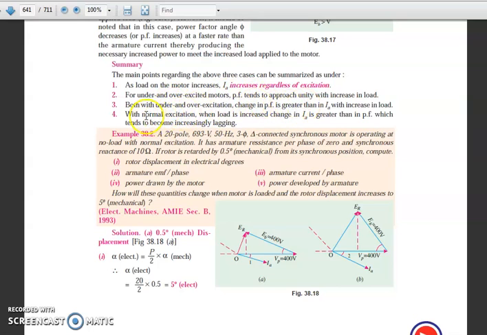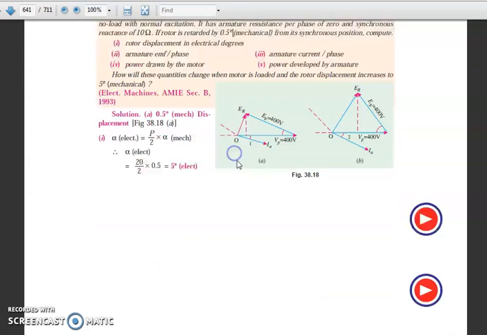And the last one: with normal excitation, that is EB equals V, when load is increased, the change in IA is greater than in power factor, which tends to become increasingly lagging. That means if we increase the load on normal excitation condition, obviously the armature current increases. In that case, this armature current draws a lagging power factor current. So this is nothing but the effect of the change in load at constant excitation.